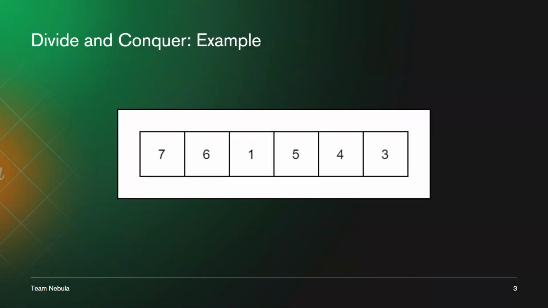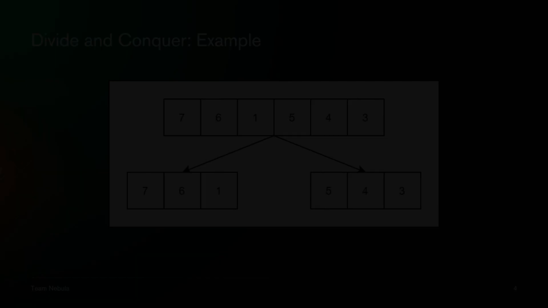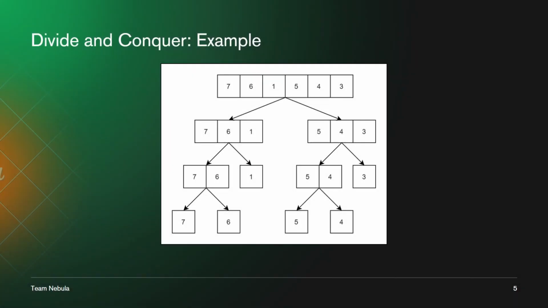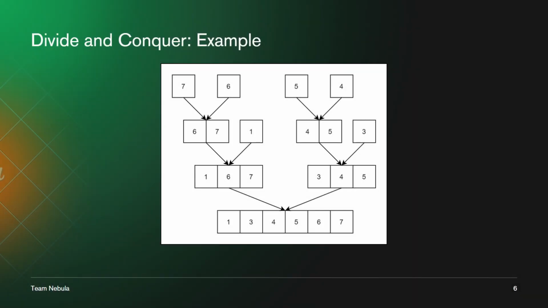Example. Here, we will sort an array using the divide and conquer approach, merge sort. Let the given array be 7, 6, 1, 5, 4, and 3. Divide the array into two halves. Again, divide each subpart recursively into two halves until you get individual elements. Now, combine the individual elements in a sorted manner. Here, conquer and combine steps go side by side.